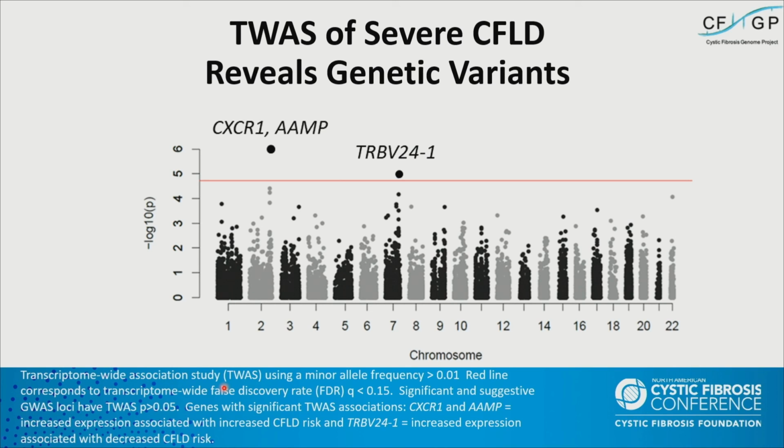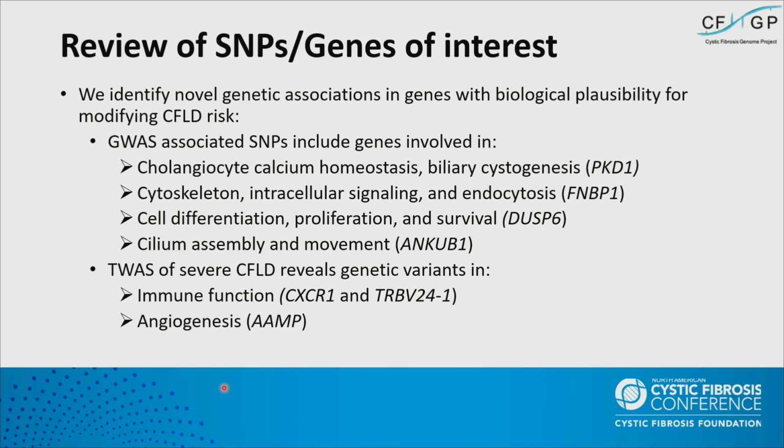So we keep coming up with these things that don't so directly relate to parenchymal liver disease. And as we look back at these, you can think about PKD1. Of course, it is associated with cholangiocyte calcium homeostasis, et cetera. But remember that it also is associated with endothelial cell migration.